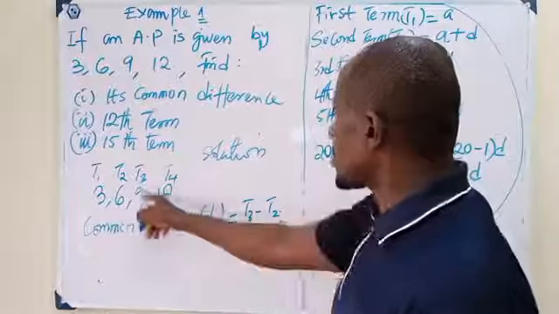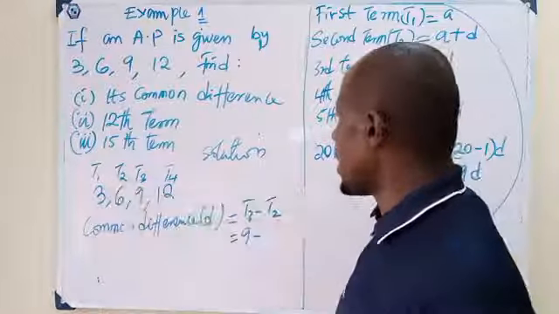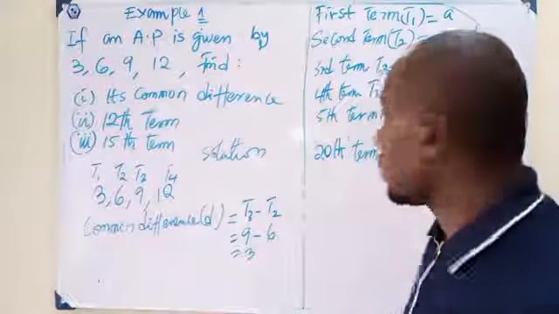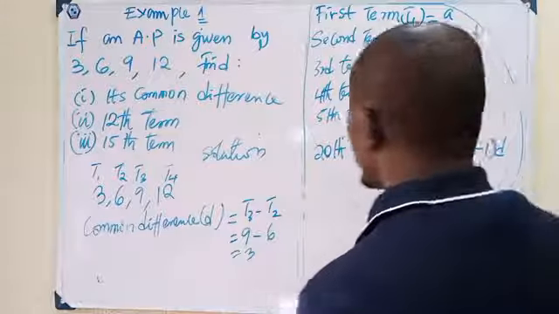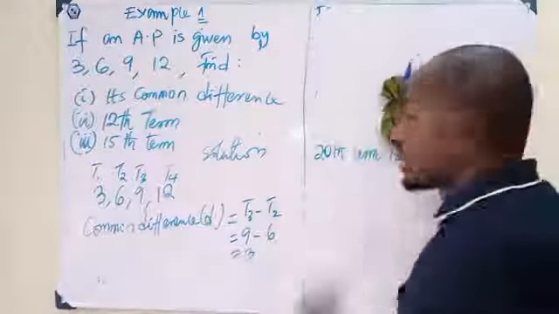So what is our third term here? 9. Minus, what is our second term? 6. 9 minus 6 will give us 3. So this is our common difference. Very simple. So I'm going to clean this part now. I hope you are taking note of this.